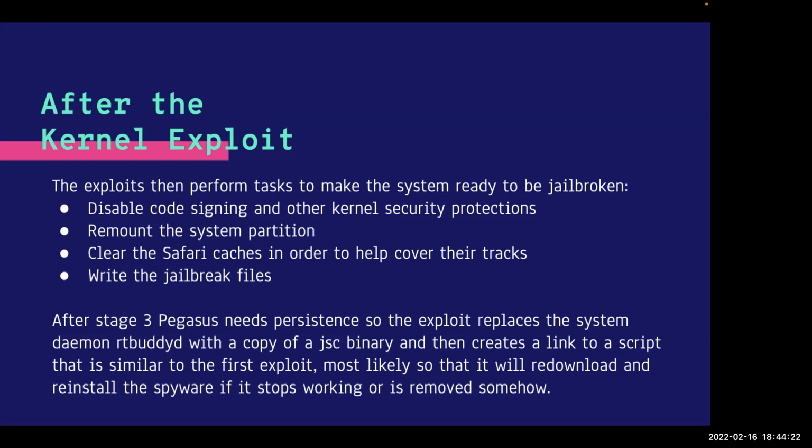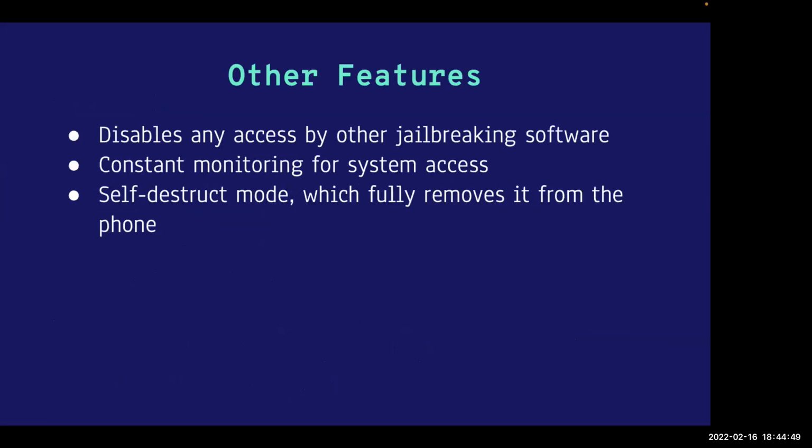After that stage 3, Pegasus needs persistence, so the exploit replaces the system daemon, which is called RTBuddyD, with a copy of a JSC binary. And then it'll create a link to a script that is similar to the first exploit that went off. They didn't exactly point out how that worked, but most likely it's just so that it can re-download and re-go through the installation process of the spyware if it either breaks or is removed for some reason. Other features are that it disables any access by other jailbreaking software. There's full constant monitoring for system access, and it self-destructs if it actually detects that.